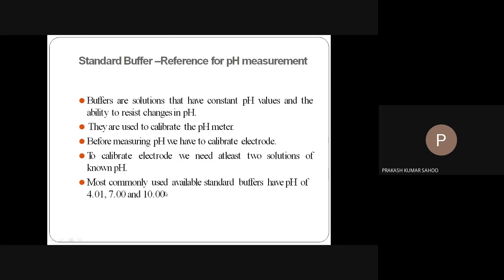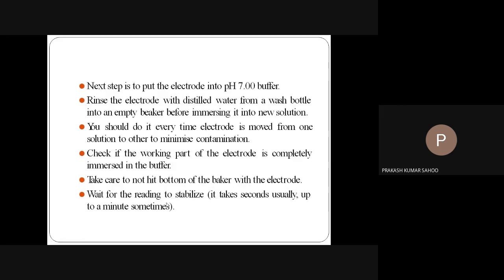So these are the things we should understand, and we should remember that before using the pH meter or pH metric analysis, we should standardize or calibrate the instrument using a known standard buffer, and generally a 4.01 pH, 7 pH or 10 pH buffer is used for its standardization or calibration.